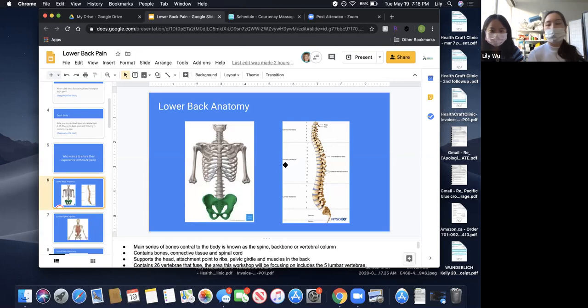And in this area of the workshop, since we're focusing on the lower back, we're going to be looking into the last 5 lumbar vertebrae, as well as the sacrum and the coccyx, which is the lowest part of the spine. And it's the largest part, which is really beneficial for supporting our body weight, because all of our body weight is going to be supported by that lower part of the spine.